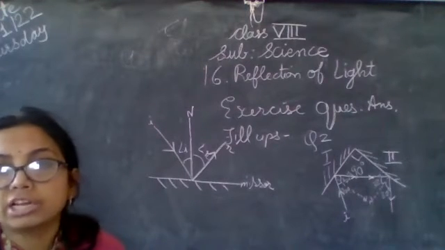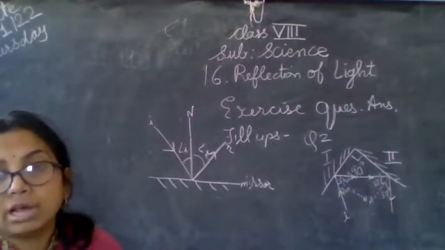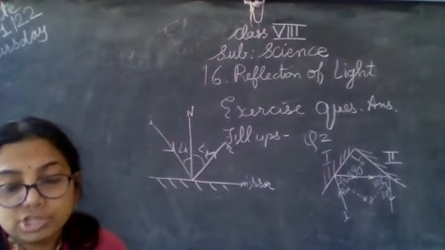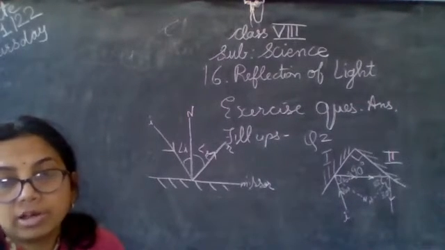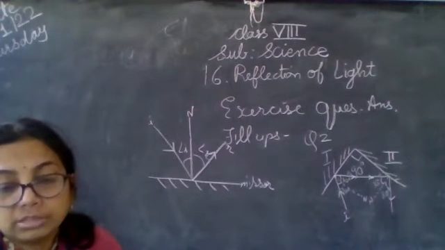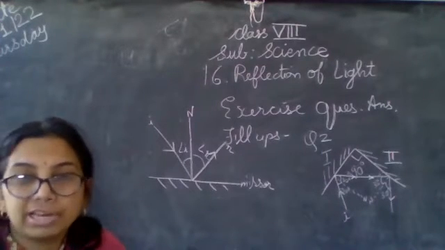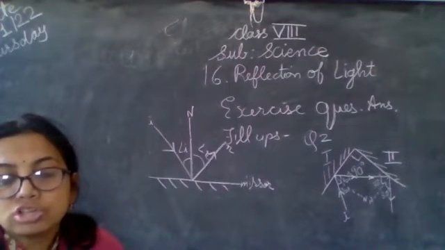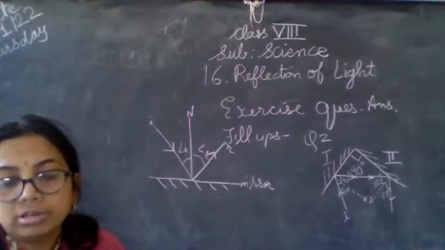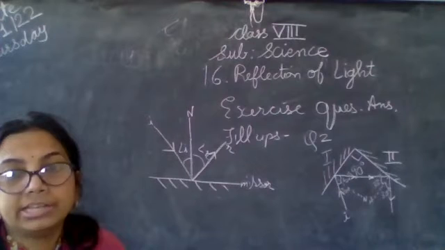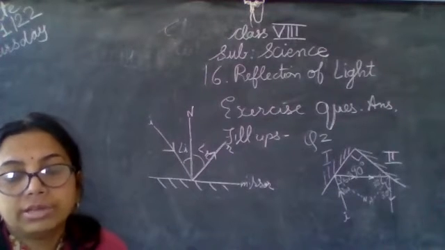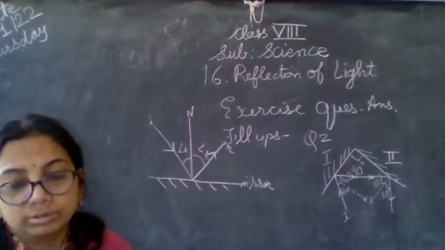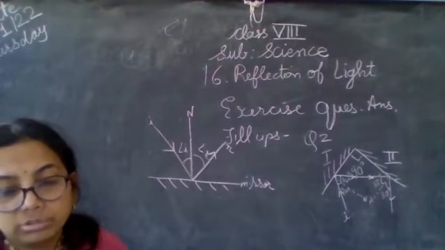But in the case of an irregular surface, for example, a wooden surface or the roads on which you travel with your bicycle or any other vehicle, we know that the surface has ditches and holes and is not very smooth. So what happens? The light will be reflected in an irregular manner. All the rays will not be parallel to each other. So that difference you have to write down.